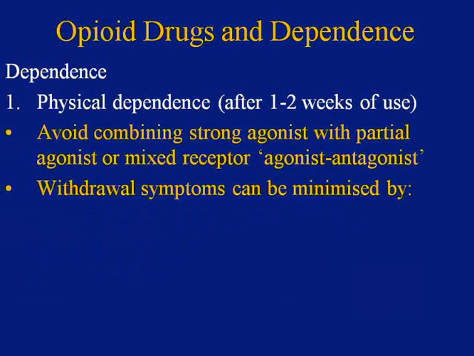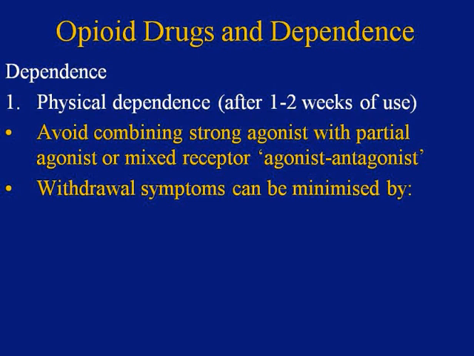And so we do not want patients who need to take opiates to get into physical dependence, to get into the withdrawal syndrome, because it is a lot of pain for them. So we want to make sure that patients who are having strong agonists, we do not want to give an antagonist or a partial agonist or a mixed receptor agonist antagonist, because that would take the agonist effect away, and the patient may start to get withdrawal syndrome.